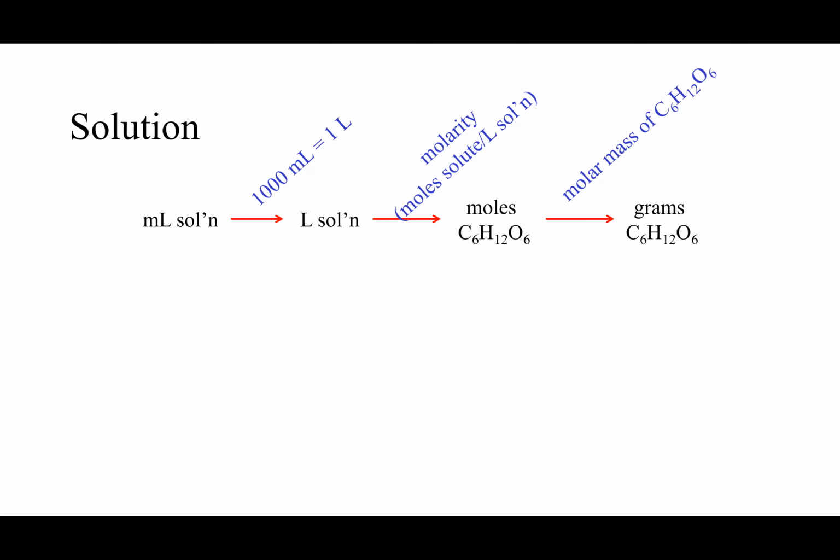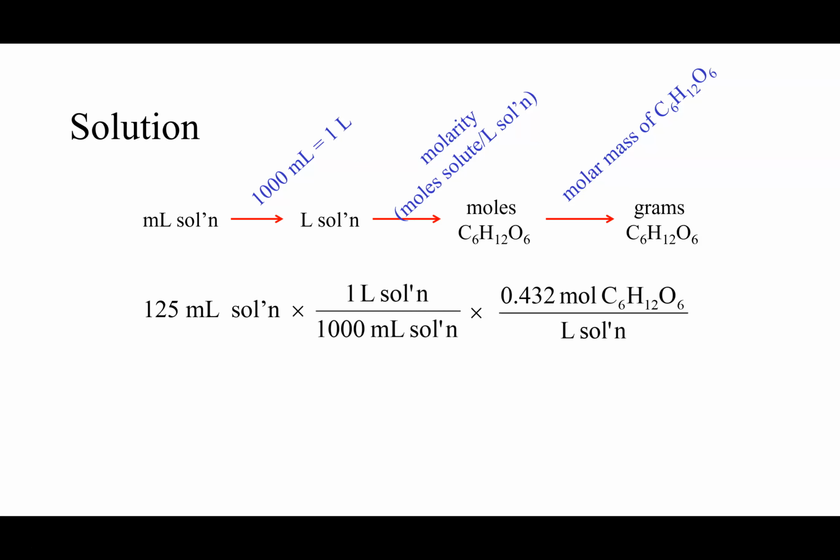Okay, so my first term is going to be 125 milliliters over 1. So now how do we get to liters from there? 1 liter over 1,000 milliliters, perfect. Now, how do I use the molarity to get to moles? It's unflipped, yes. Just like that. 0.432 moles of C6H12O6 per 1 liter of the solution. That's molarity. Units wise, our milliliters have canceled, our liters have canceled. We're left with moles. How do we get from moles to grams?